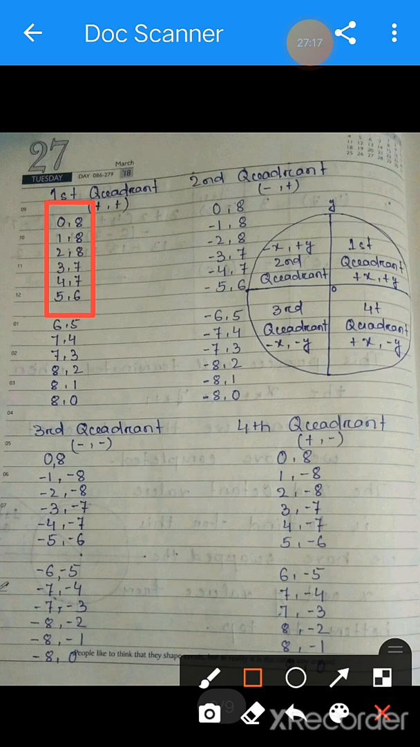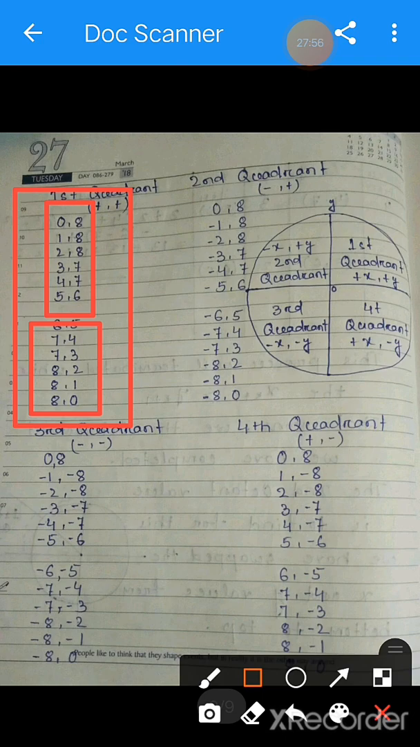This first octant value we will swap from bottom to top. That means from the bottom, 5 comma 6, we just exchange the values. That means 6 comma 5, then 7 comma 4, 7 comma 3. In this way we can find the whole first quadrant. This is your first quadrant, where both x axis and y axis are plus.